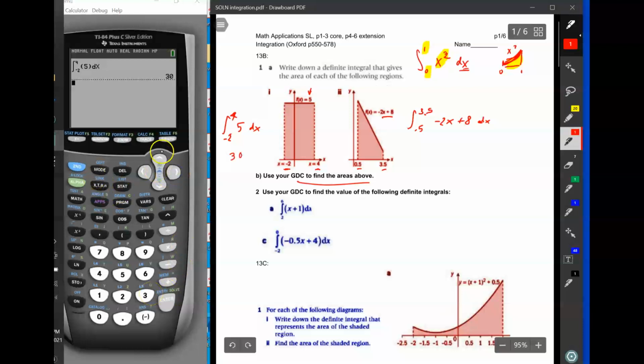Okay? And I'm going to do the same thing again. This time I'm going to do it for this other expression. Now that I have it out here, I can just replace parts of it. I could just put 3.5 here. I could put 0.5 here. And for the expression here, I could put -2x plus 8.